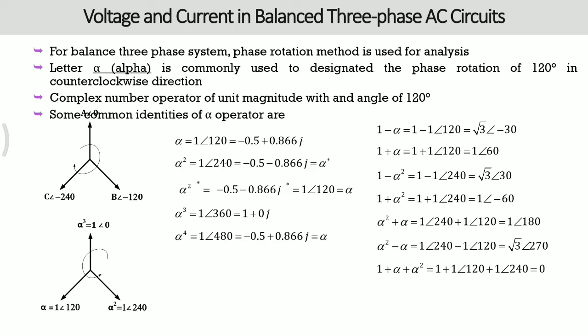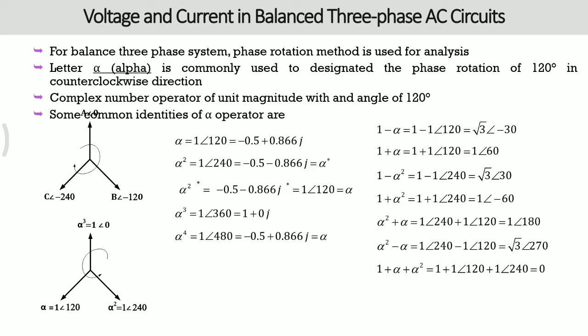Okay, so alpha is commonly used to denote the phase rotation of 120 degrees in the counterclockwise direction. Okay, remember this: alpha represents the phase rotation of 120 degrees in a counterclockwise direction. It is a complex number operator of unit magnitude with an angle of 120 degrees. Okay, we can also call alpha a complex number operator of unit magnitude, which means it has a magnitude of 1 and an angle of 120 degrees.